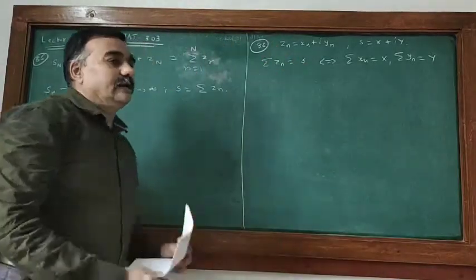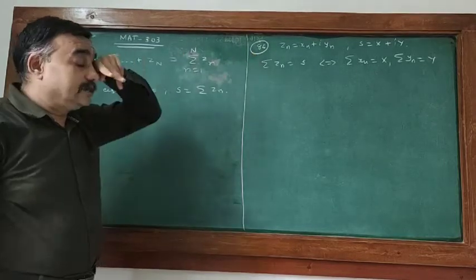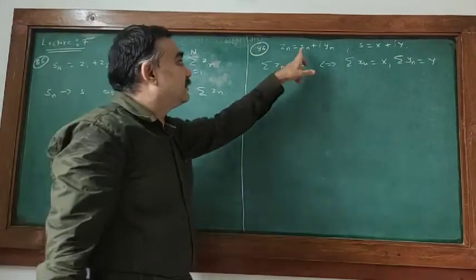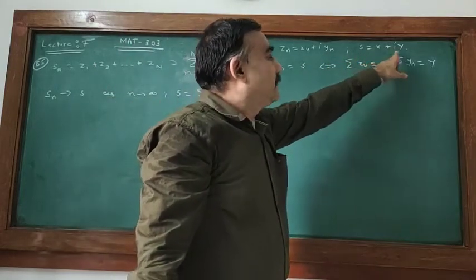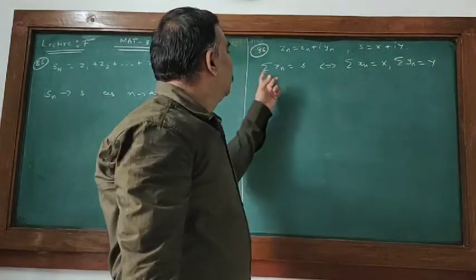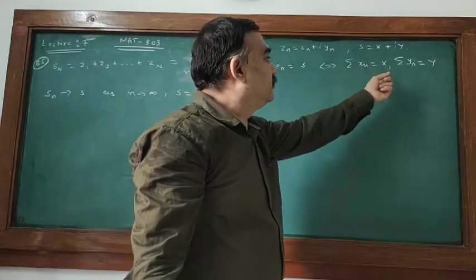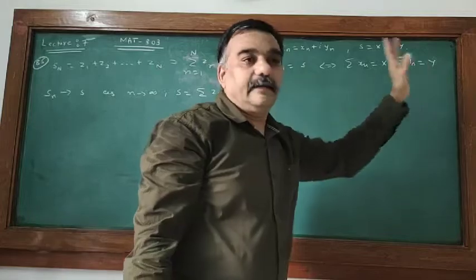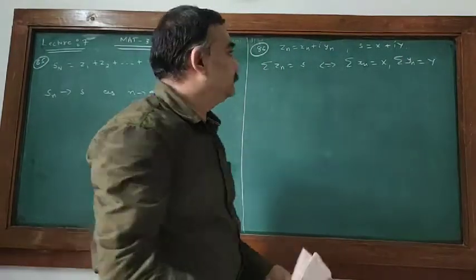Now I start with theorem 86. Zn is a complex number xn plus i yn, and S is equal to x plus i y. Sigma Zn converges to S if and only if sigma xn equals x and sigma yn equals y. That is what I wanted to prove, and the proof is very simple.